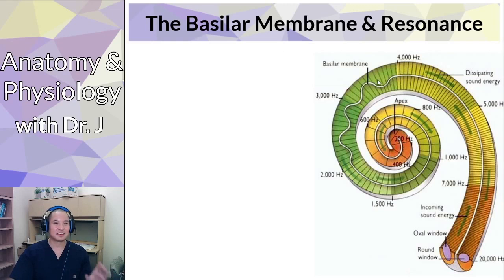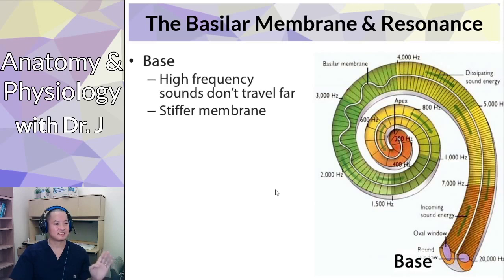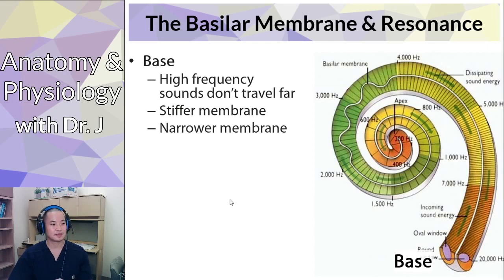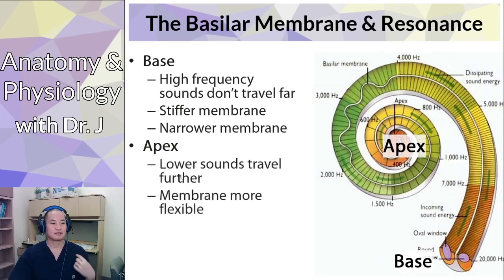So the basilar membrane actually vibrates according to the pitch of the sound. The basilar membrane here vibrates in response to high sounds, whereas the basilar membrane here vibrates according to lower sounds. So the base responds to higher frequency sounds, and it also has a stiffer membrane. So it's not only closer to the oval window, that basilar membrane is actually stiffer. It's also very narrow, whereas at the apex it's the opposite. For lower sounds, you have a more flexible membrane, and it's also wider.